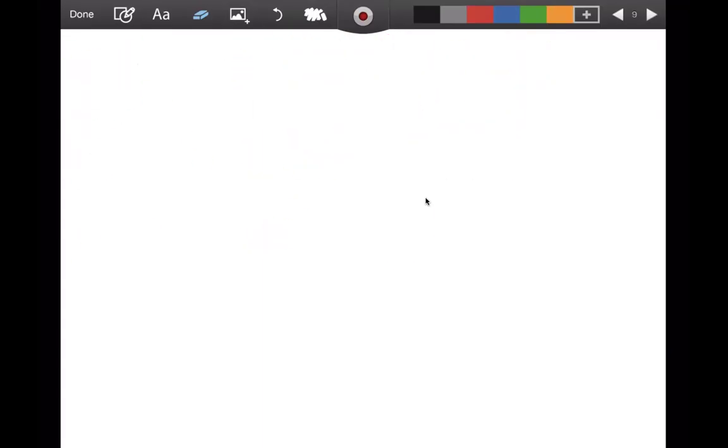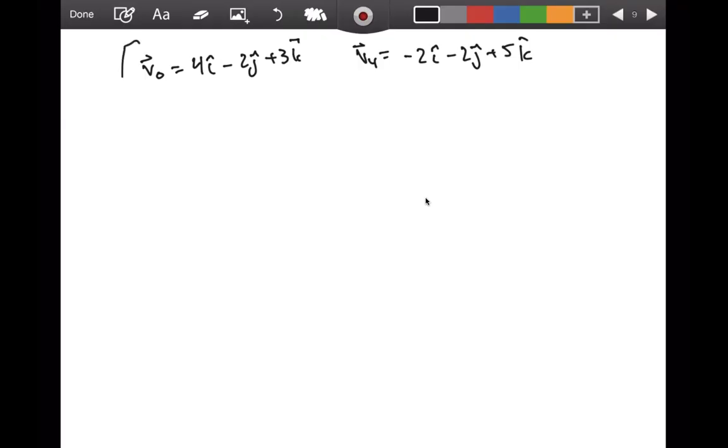So good. So let's do another one. So this one, I'm not going to show you this slide. I'm just going to write it down. So this says that we have a proton, which is initially at some velocity. So let's call that V initial is equal to 4 i hat minus 2 j hat plus 3 k hat. And then 4 seconds later, we have V4, which is the velocity at 4 seconds, is then equal to minus 2 i minus 2 j plus 5 k hat. And of course, both of these two velocities are in meters per second.